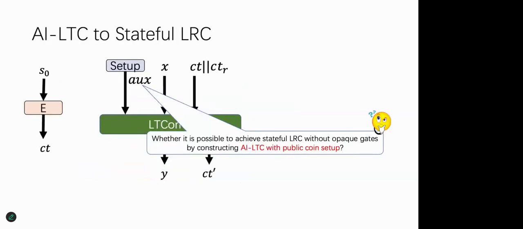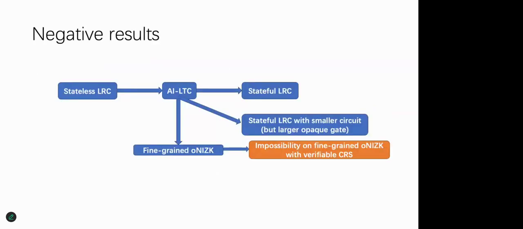Finally, we know that the reason that our stateful LRC still needs leak-free components is because the auxiliary inputs are generated with secret coins. So one may wonder whether it's possible to achieve stateful LRC without weak gates by constructing AIOTC with public coin setup. We show that this is impossible by proving the impossibility of constructing fine-grained ONISC with verifiable CRS, which in turn implies the impossibility of constructing AIOTC with public coin setup. So these are all our results.